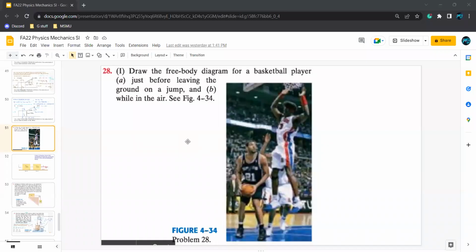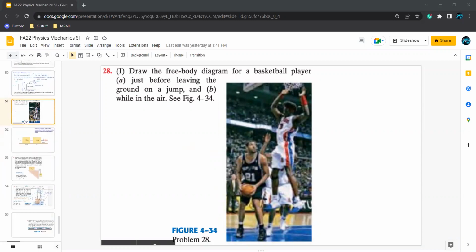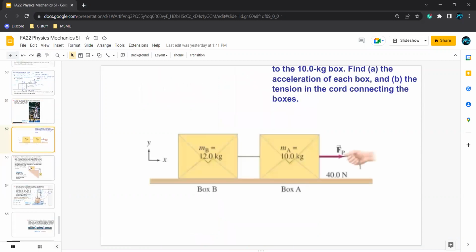So she doesn't have the exam one key up yet. In case someone wasn't there, to avoid an unfair advantage in terms of the exam, I'm not going to go over it until she has the key up. So we're mostly going to do free body diagrams with these two.